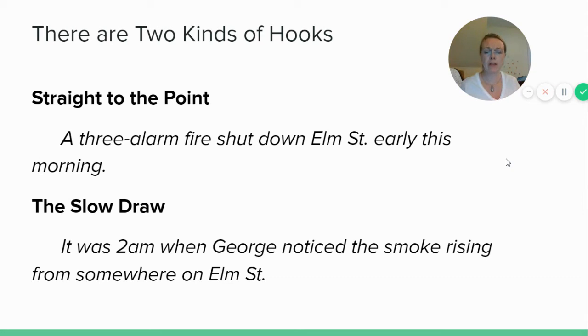I always find the best feature pieces start with hooks and leads that focus on one person's saga in the greater picture of the story. It allows the audience to identify with somebody in the story right away and pulls them in. So those are your two basic kinds of hooks.